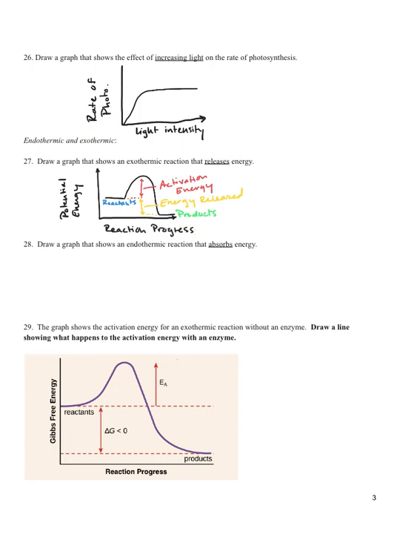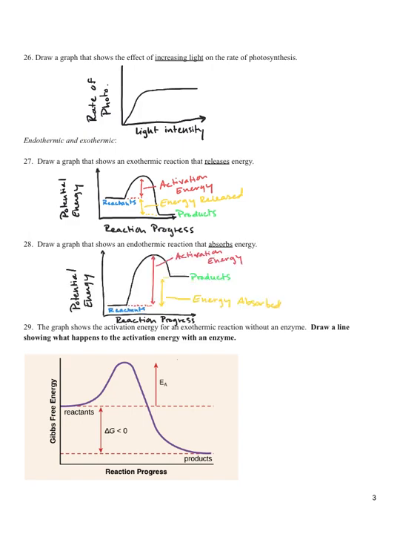Number 28 says draw a graph that shows an endothermic reaction that absorbs energy. So we will go over the same process with a new graph. So in this graph, you can see that the reactants have less energy than the products do. So we start out with the reactants, and their potential energy is way down here. And then after activation energy has been applied at a sufficient amount, the reaction can happen.